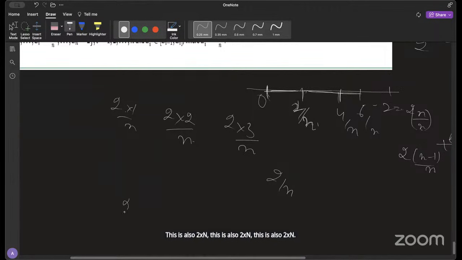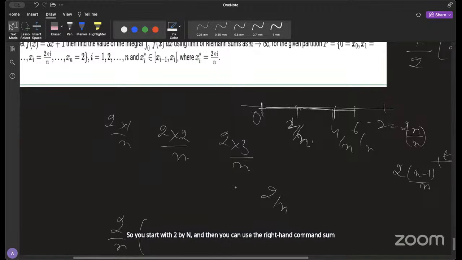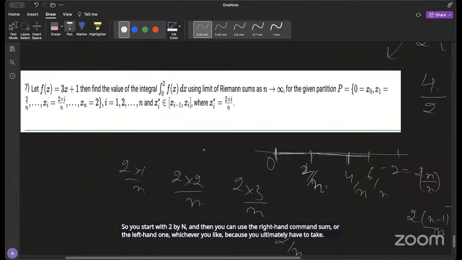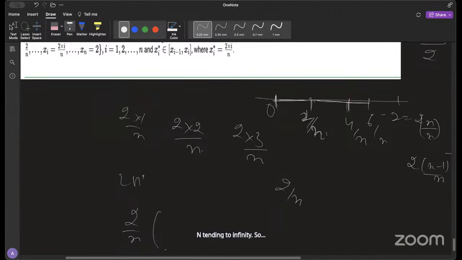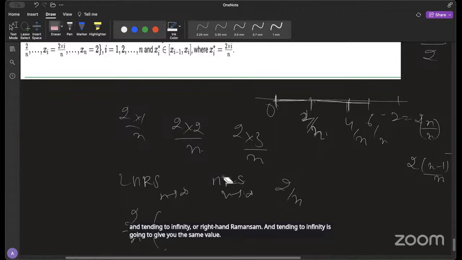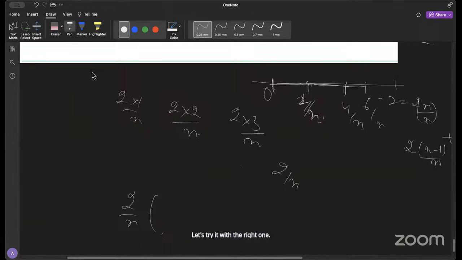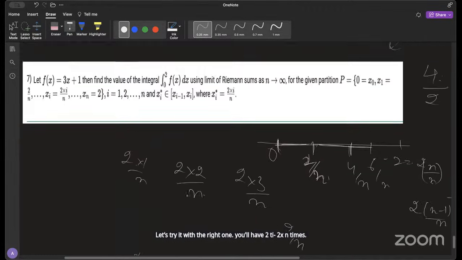The length is 2 by n, so you start with that, and then you can use the right-hand Riemann sum or the left-hand one, whichever you like, because you ultimately have to take n tending to infinity. The left-hand Riemann sum with n tending to infinity, or the right-hand Riemann sum with n tending to infinity, is going to give you the same value. Let's try it with the right one. You will have 2 by n times f(2 by n).